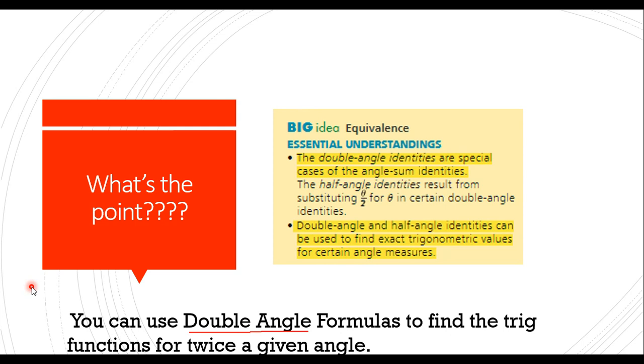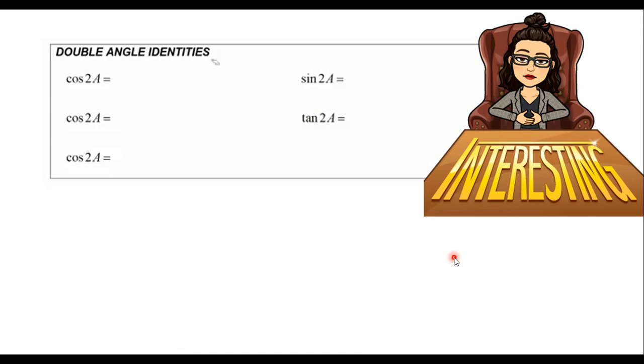And vice versa, the backwards. Given twice a given angle, how can you find cosine of theta? And so on and so forth. But the main idea is we can use these formulas to find trig functions, to find exact trig values for twice a given angle for any certain angle measures. So let's hop into it.